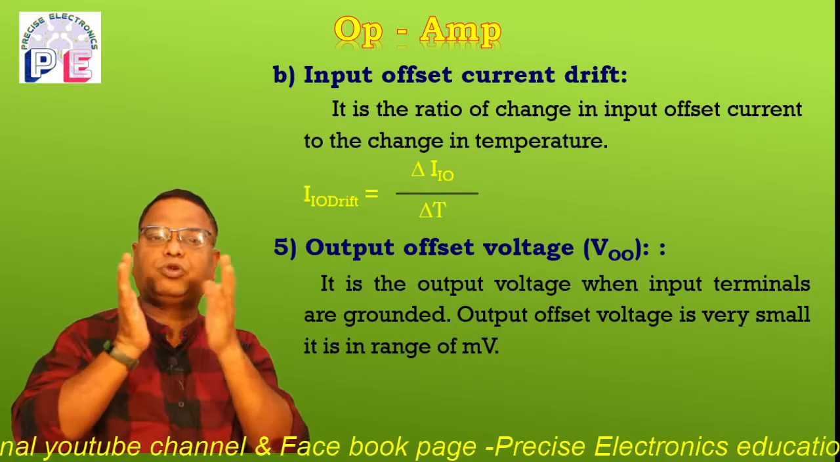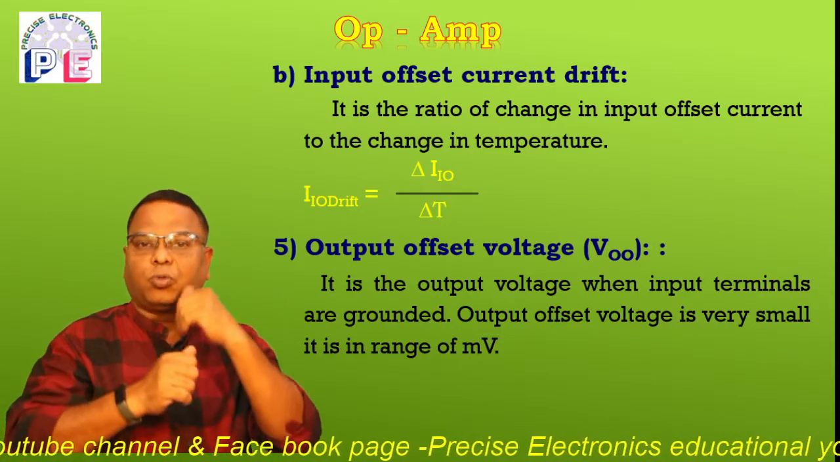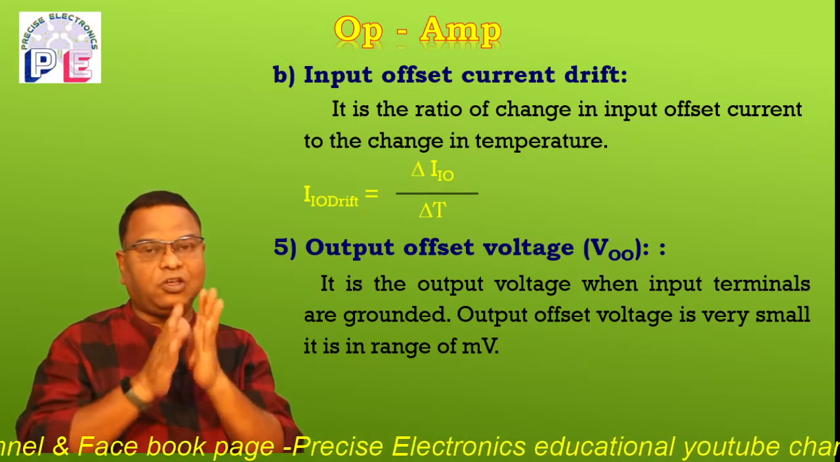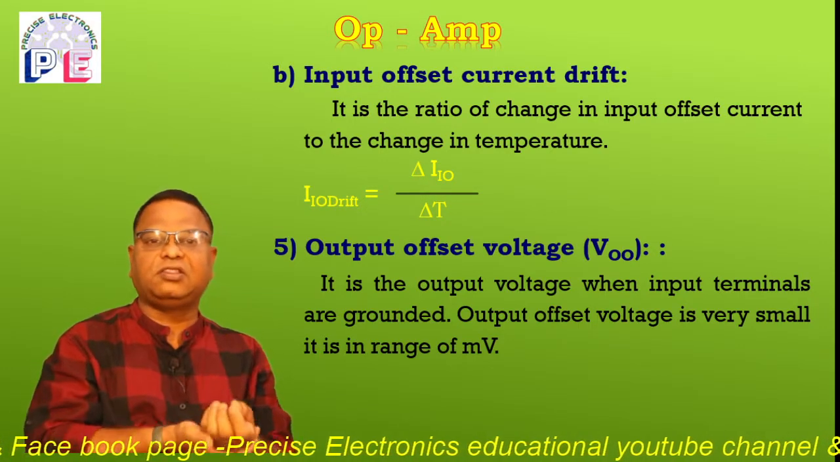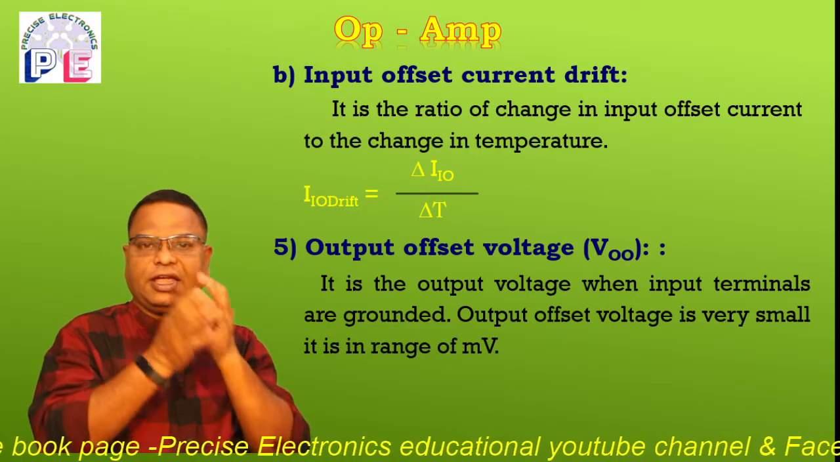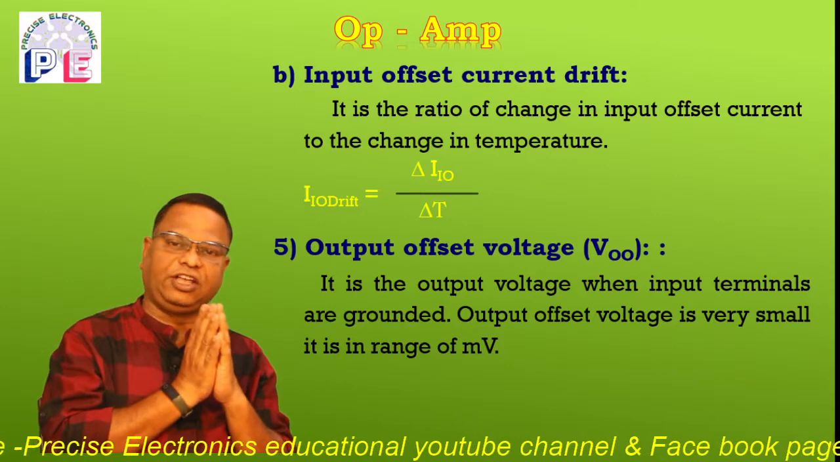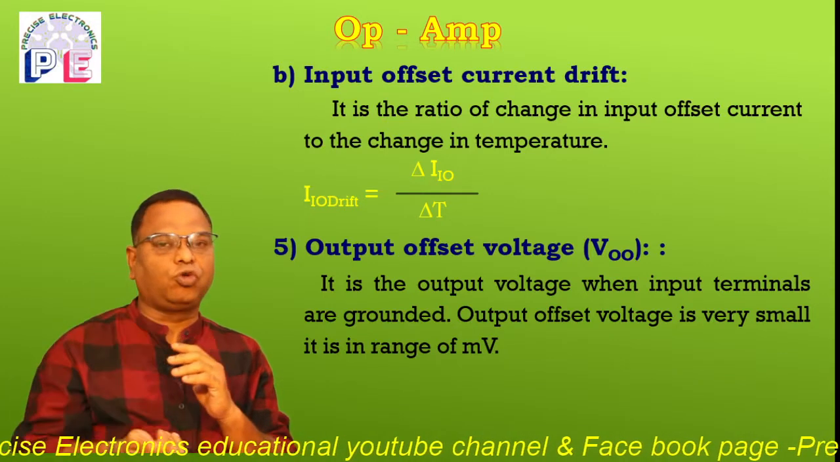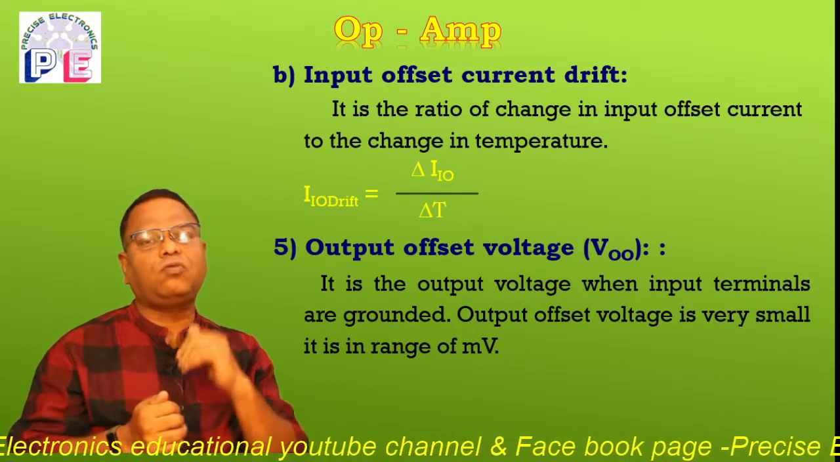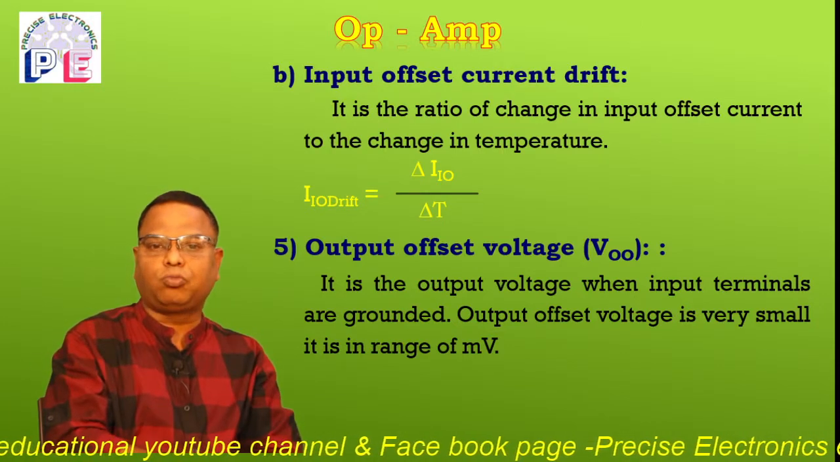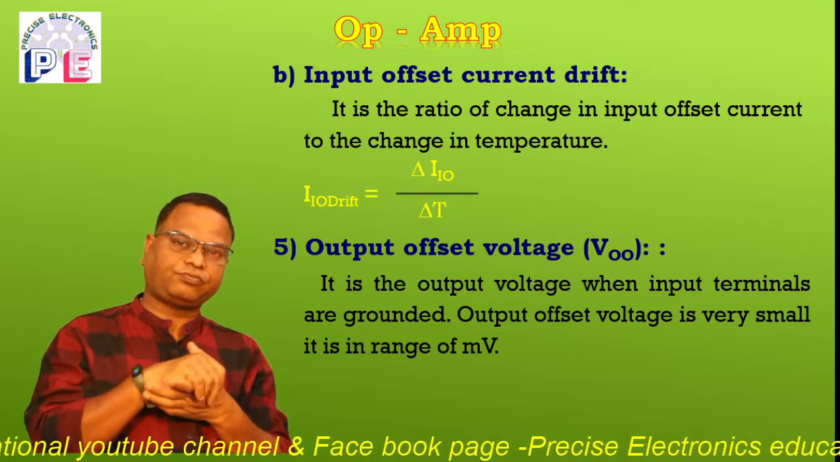And friends, when the input terminals are grounded, input potential drops to zero level, 0 volts. So obviously the output will be 0. But in actual practice, there is a very small output potential, and this output potential is known as output offset voltage. And obviously this output voltage is also in the range of millivolt. It is also very low. That is output offset voltage.